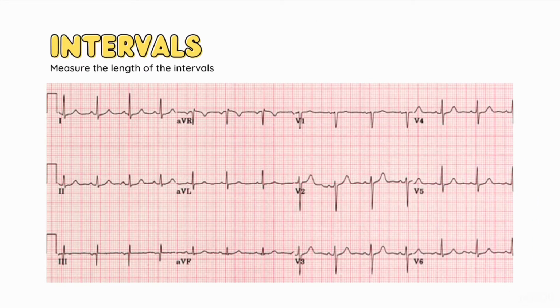Fourth, we will assess the length of the various intervals. The PR interval should measure between 120 and 200 milliseconds, or 0.12 and 0.20 seconds. This means the PR interval should be between 3 and 5 small boxes in length. Anything longer may suggest a conduction block.